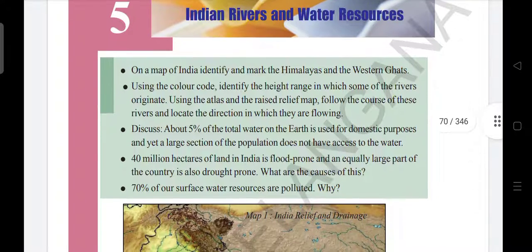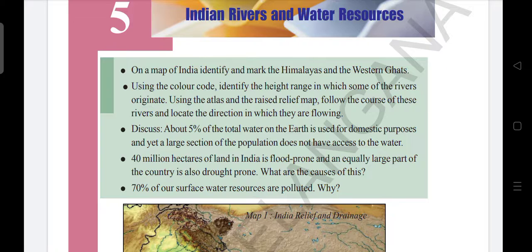So, if you see in your textbook, on the map of India, identify and mark the Himalayas and the Western Ghats. Using the color code, identify the height range in which some of the rivers originate. Using the atlas and the raised relief map, follow the courses of these rivers and locate the direction in which they are flowing. Discuss about 5% of the total water which is used for domestic purposes, and yet a large section of population does not have access to the water.